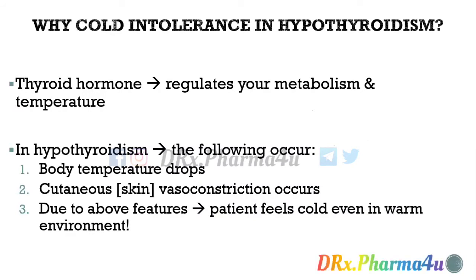Why cold intolerance in hypothyroidism? As I said before, you will feel extremely cold. Thyroid hormone regulates your metabolism and temperature also. So in hypothyroidism, what happens? The body temperature will drop due to damage in the hypothalamus. Cutaneous, that means skin, vasoconstriction occurs. Usually you get goosebumps like that when you are feeling very cold and your skin is totally exposed to the cold climate. That kind of feeling you can have if you are suffering from hypothyroidism. So due to the above features, the body temperature drops and the skin vasoconstriction occurs, and the patient can feel cold even in a warm environment.